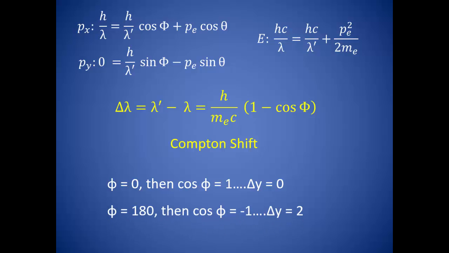Another situation could be that the X-ray bounces straight back from where it came, making the deflection angle 180 degrees. The cosine of 180 is -1, so 1 minus cosine would be 2, and that would be the maximum shift that could possibly occur, which in our equation we would have 2h over the mass of the electron times c. That would be the most the wavelength of an incoming X-ray could possibly shift.